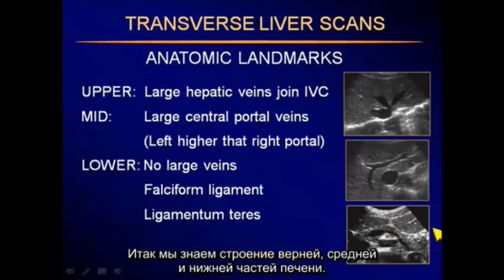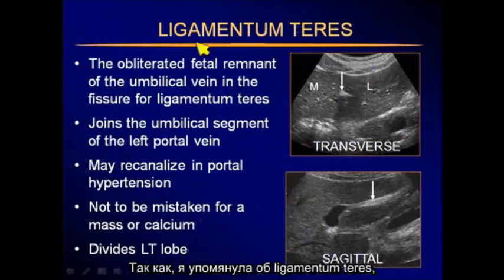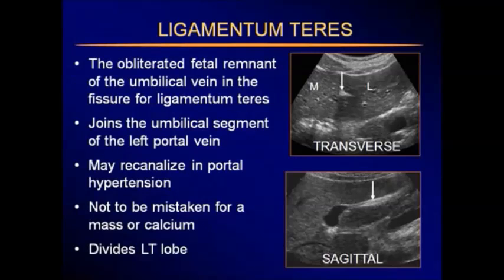So we'll know if we're high, mid, or low in the liver. Now, since I mentioned ligamentum teres, let's talk about that. Ligamentum teres means round ligament. We have different round ligaments in our body, but this is the round ligament in the liver, which is the obliterated fetal remnant of the umbilical vein.